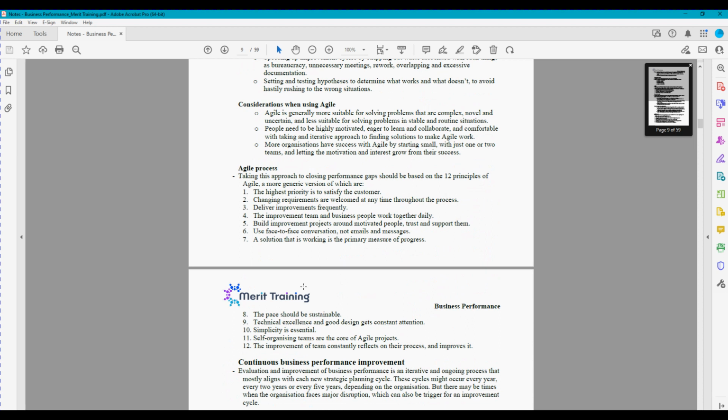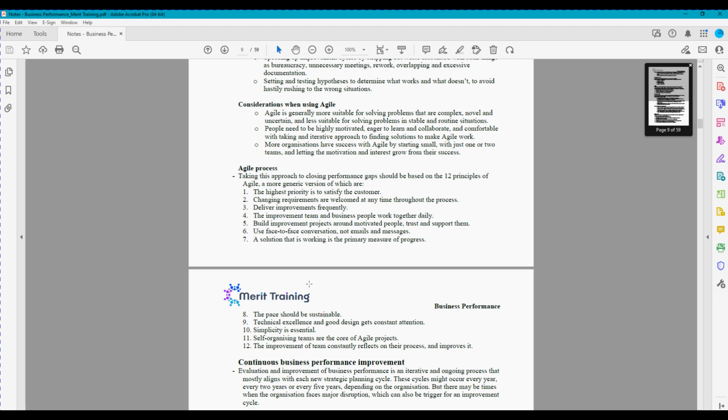So the thesis behind Agile is that it should be based on 12 principles, which are essentially: number 1, the highest priority is to satisfy the customer. Number 2, changing requirements are welcomed at any time throughout the process. Number 3, deliver improvements frequently. Number 4, the improvement team and the business people work together daily. Number 5, build improvement projects around motivated people, trust and support them. Number 6, use face-to-face conversations, not emails and messages. Number 7, a solution that is working is the primary measure of progress.